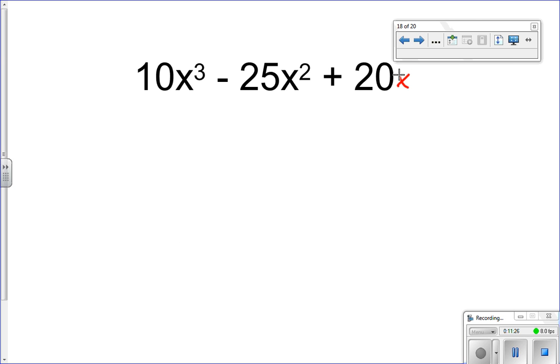And then make this 20x. So 10x cubed minus 25x squared plus 20x. The greatest common factor is going to be 5 and then x.